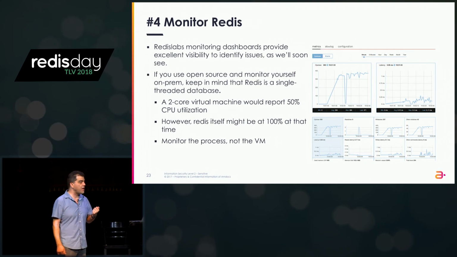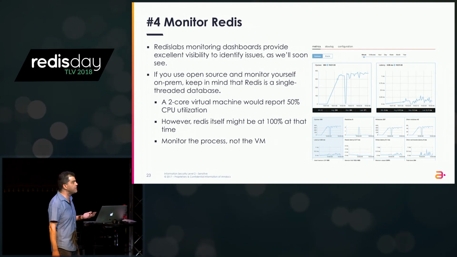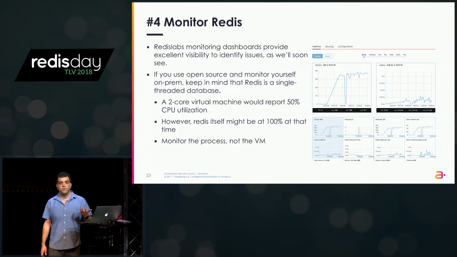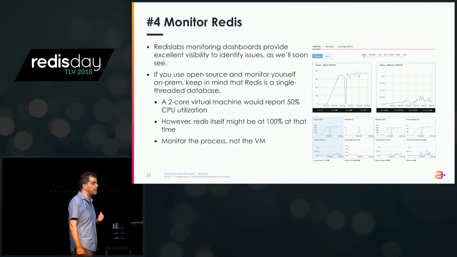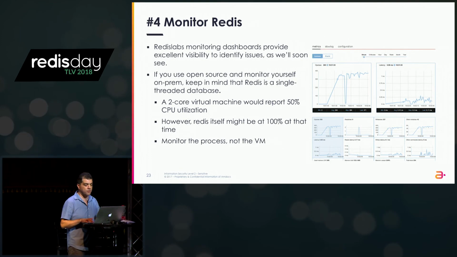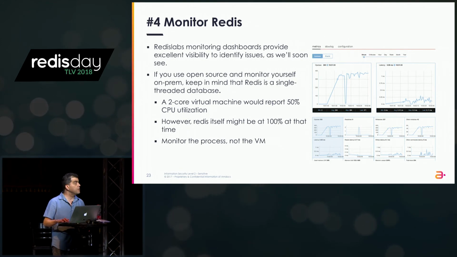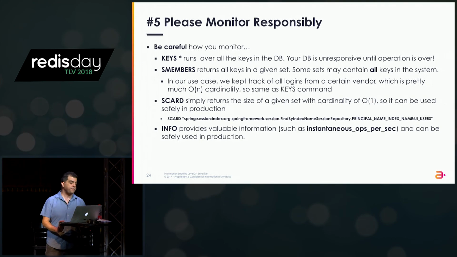Because as you probably know, Redis is mostly a single-threaded database. And if you monitor the virtual machine and not the actual process, you might get incorrect metrics to your monitoring solution, like Grafana or something like that. So make sure you monitor the process itself.